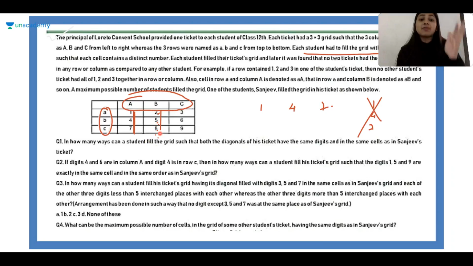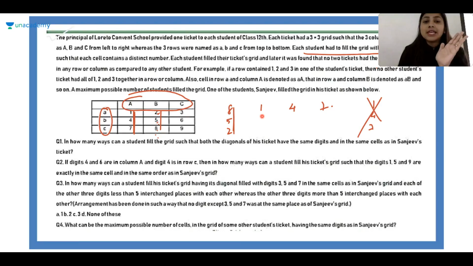258 अगर किसी के टिकट में already है in a row, it cannot be in anybody else's ticket in the same order in a row or column. Same order छोड़ो, same numbers भी नहीं हो सकते. Like it cannot be 852 also. 3 numbers जो each student filled their ticket grids, and it was later found that no two tickets had the same 3 digits. Order की बात नहीं कर रहे हैं, ठीक है? No two tickets had the same 3 digits in any row or column as compared to any other student.